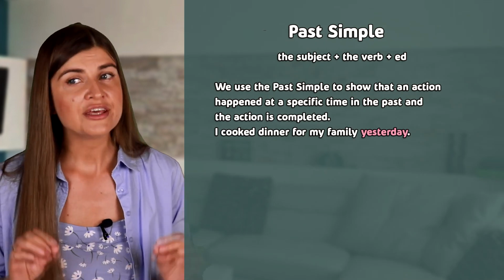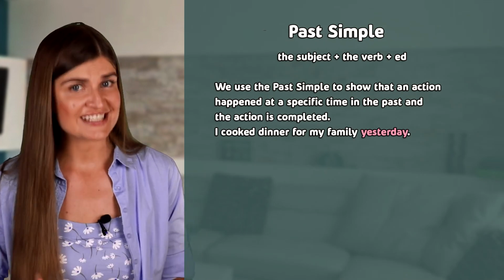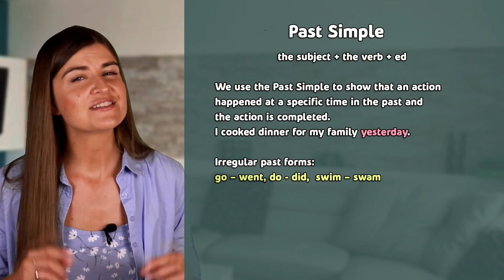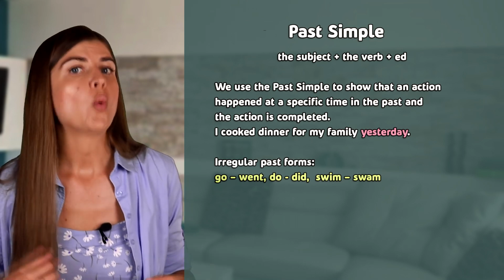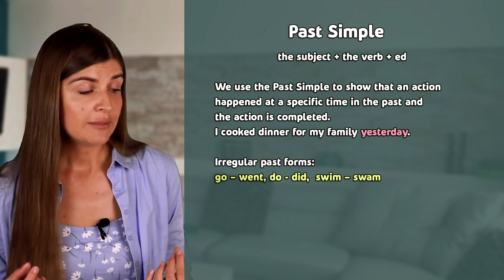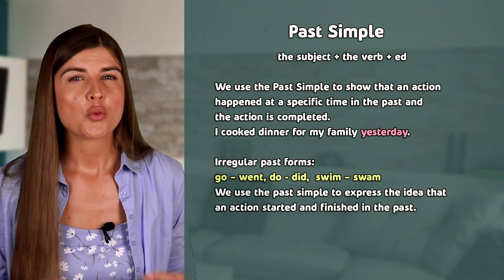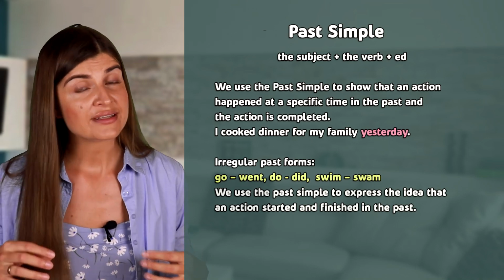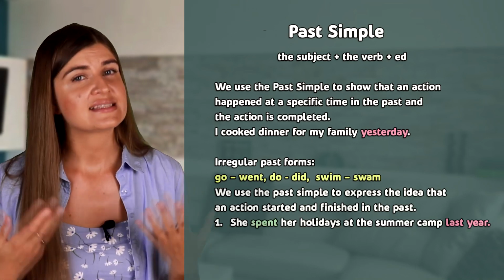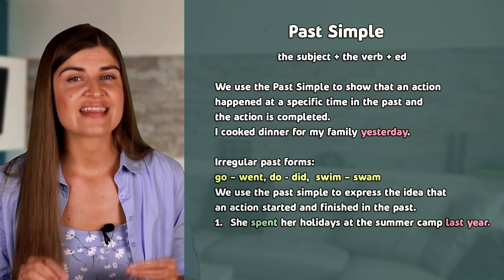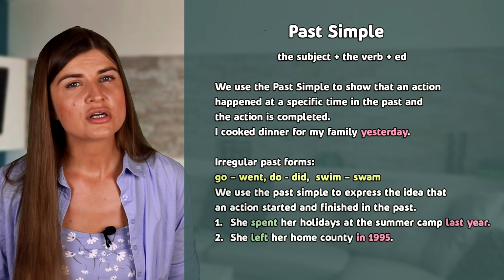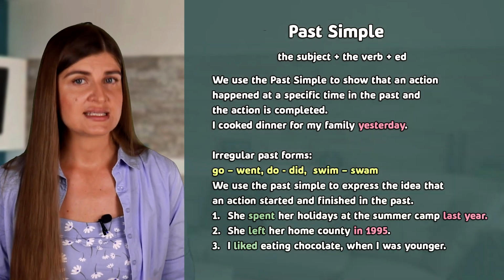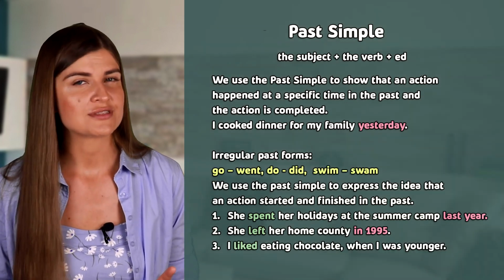For example, I cooked dinner for my family yesterday. Basically, there are many verbs with irregular past forms and you need to learn them, like go, went, do, did, swim, swam, and many others. We use the past simple to express the idea that an action started and finished in the past. An example: she spent her holidays at the summer camp last year, or she left her home country in 1995. Another example is I liked eating chocolate when I was younger.